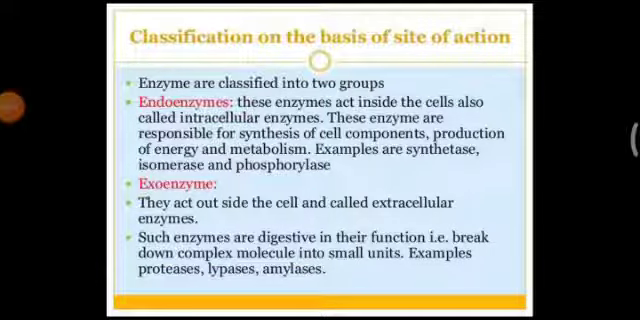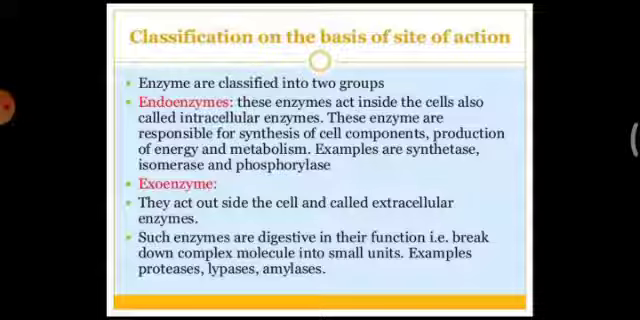Hello viewers, now we are going to discuss classification of enzymes. Enzymes can be classified on various bases, and we are going to begin the classification based on the site of action. On the site of action basis, how enzymes are classified, we are going to discuss.